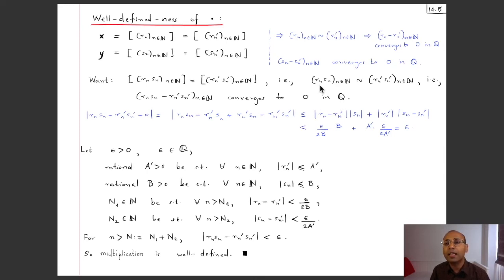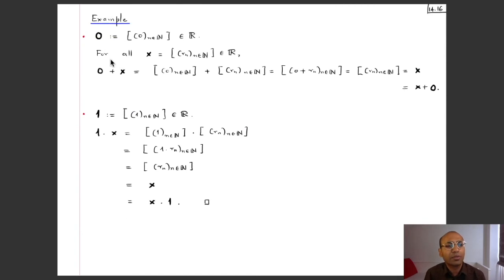So that means that Rn Sn is related to Rn prime Sn prime, and so their equivalence classes are the same. And so multiplication is well defined. So let's look at some examples. We will introduce the identity element with respect to addition and the identity element with respect to multiplication.